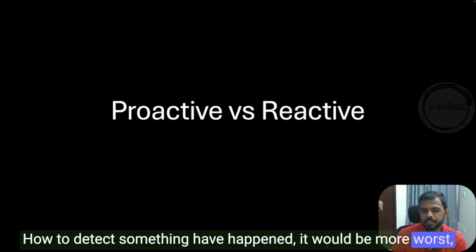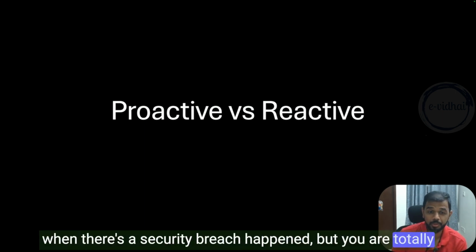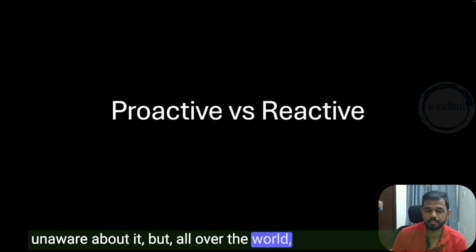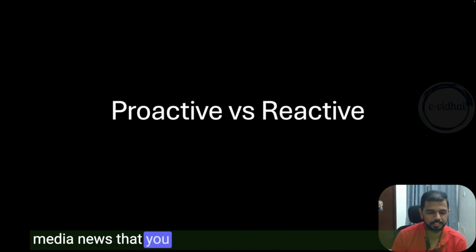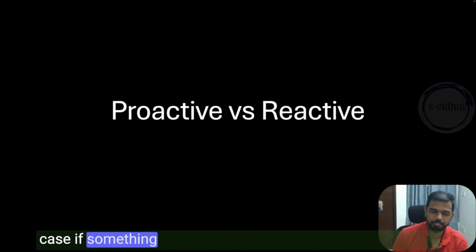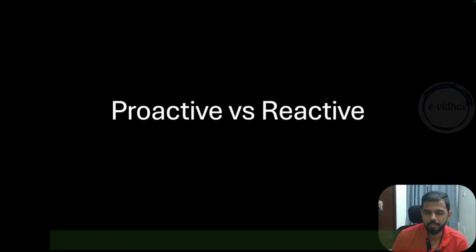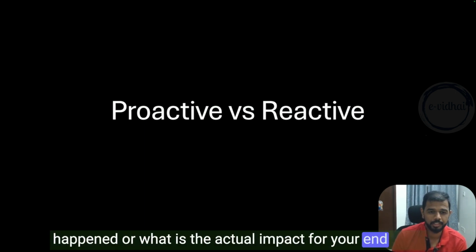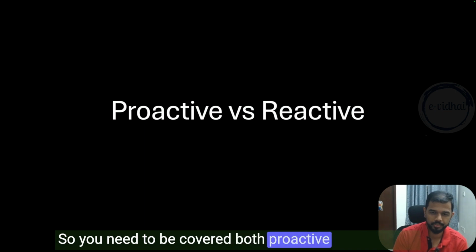It would be worse when a security breach happened but you are totally unaware of it, and suddenly there is media news all over the world that a security breach happened. You also need to be covered in the reactive approach in case something at the proactive level is missed, to measure metrics like how much data breach happened or what the actual impact is for your end user. So you need to be covered both proactive and reactive.